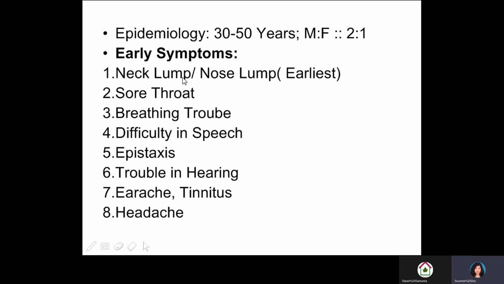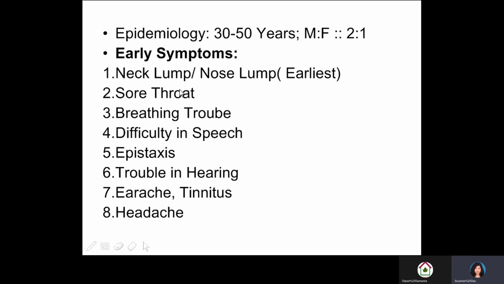Even among the neck lump and nose lump, the nose lump comes earlier than the neck lump. But together as a whole, a mass in the neck or throat area is the earliest symptom of nasopharyngeal carcinoma.